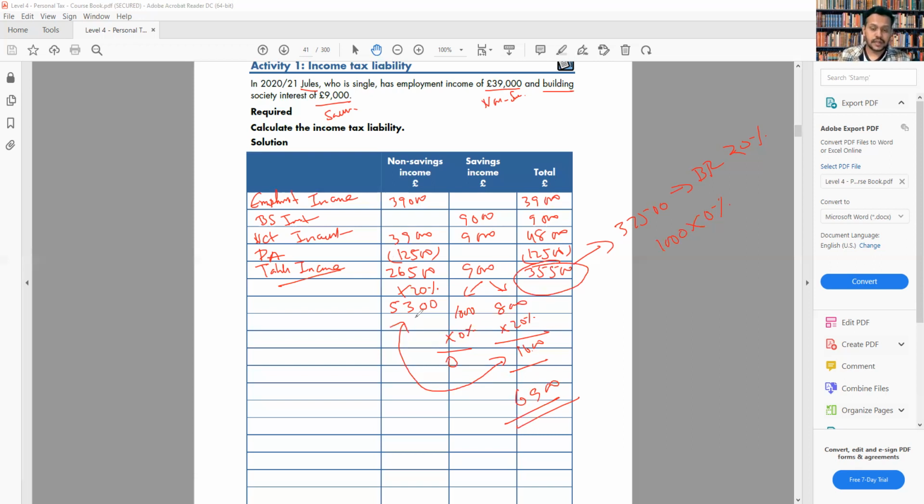So what we will do, 5,300 is 20%. And for the savings income, 1,000 is tax-free, that is 0, and 8,000 at 20%. So 5,300 at 20% on the non-savings, and 1,600, that gives us 6,900. All right, so let's take some questions if you have.